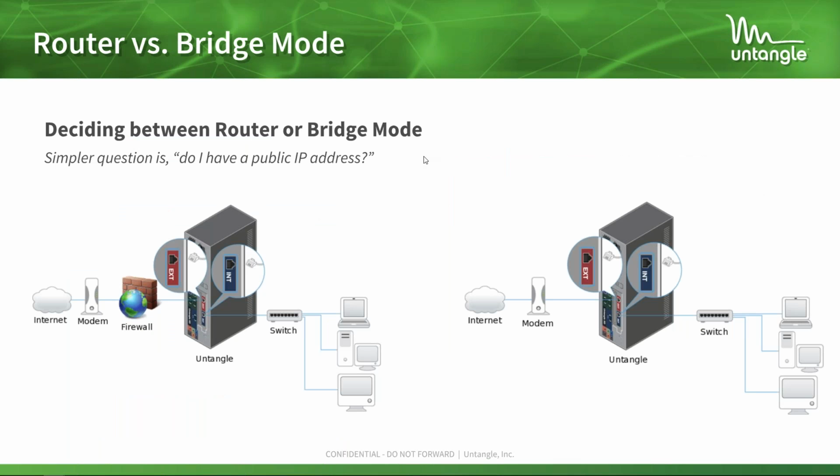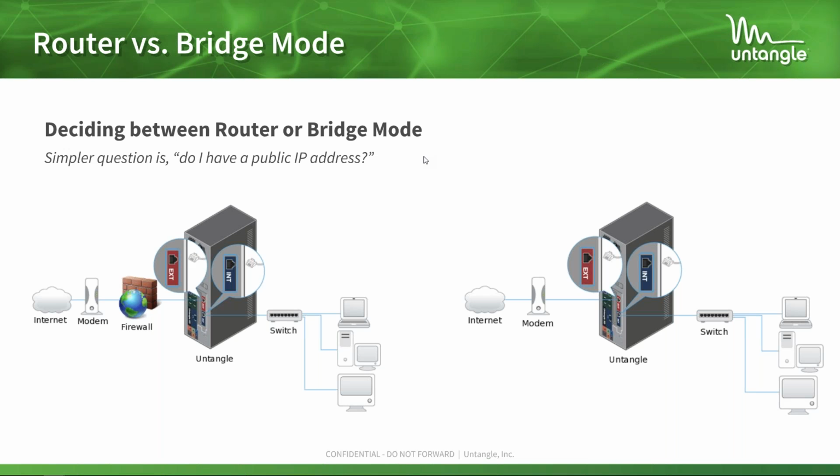So before we actually start talking about the actual setup of the Untangle NG Firewall, the first thing that you need to keep in mind is, how are you planning to deploy this device? And really this comes down to just one question. How is it going to be put in place? Is it going to be in router mode, or is it going to be in bridge mode?